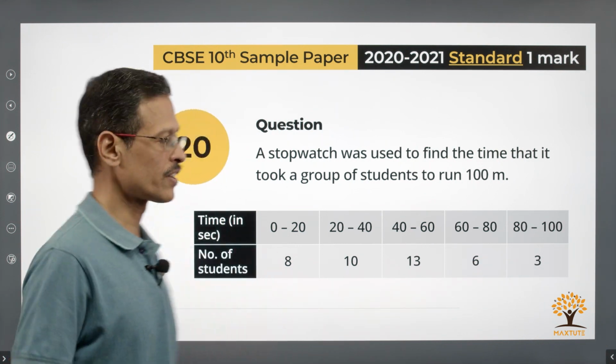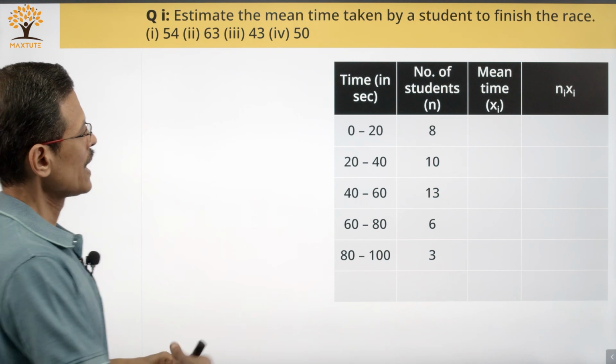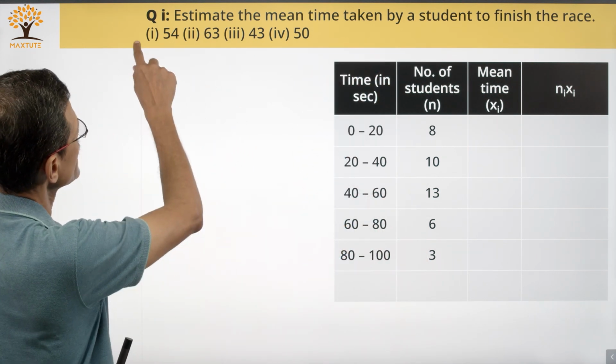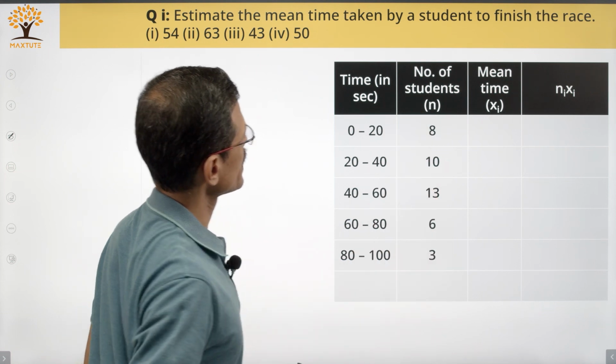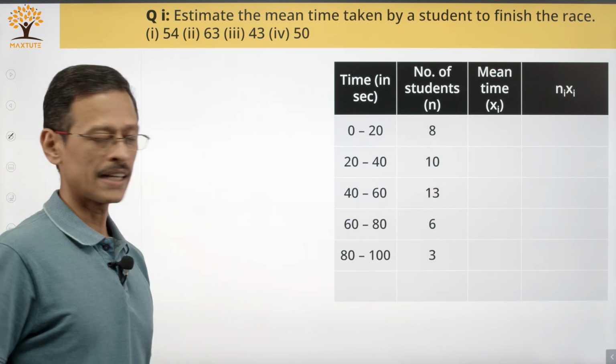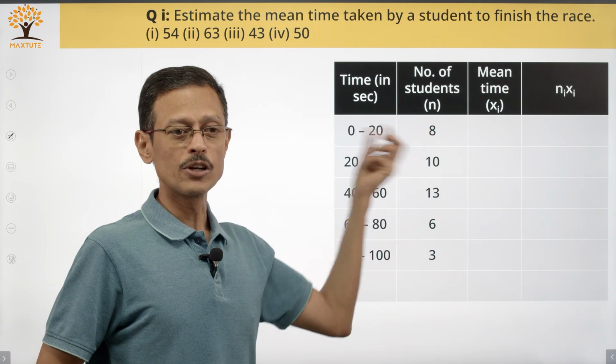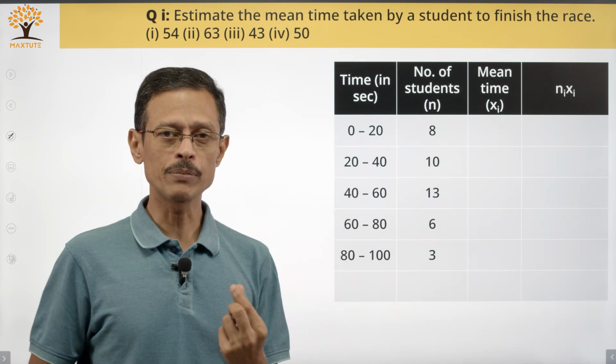Let's get started with the first of the questions without spending any more time. I just put the same table in a vertical form here. What's the first question? Estimate the mean time taken by a student to finish the race. So we have 8 people in the range 0 to 20. We do not know what their exact time is. So how do we compute the mean?